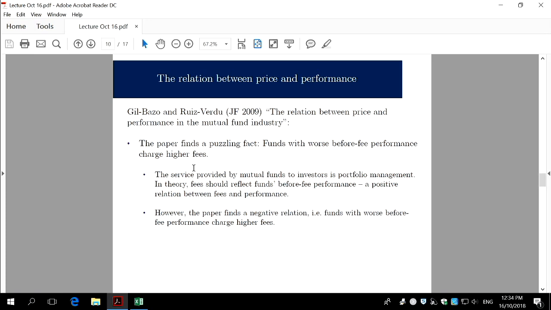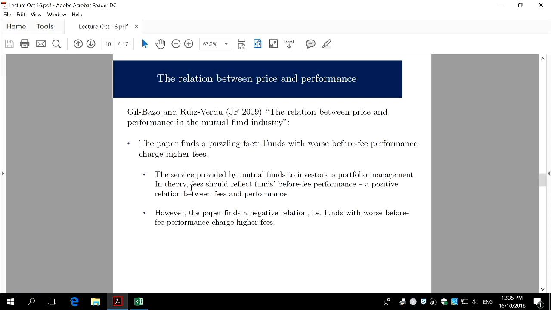Typically, if you do a good job, you charge a higher fee. If you do a bad job, you charge a lower fee. That's what it should be, right? But this paper found that those funds with worse performance charge relatively higher fees than the rest. A little bit specifically, in theory, the service provided by a fund is just portfolio management, right? As investors, you pay a fee to those funds just as purchasing the service.